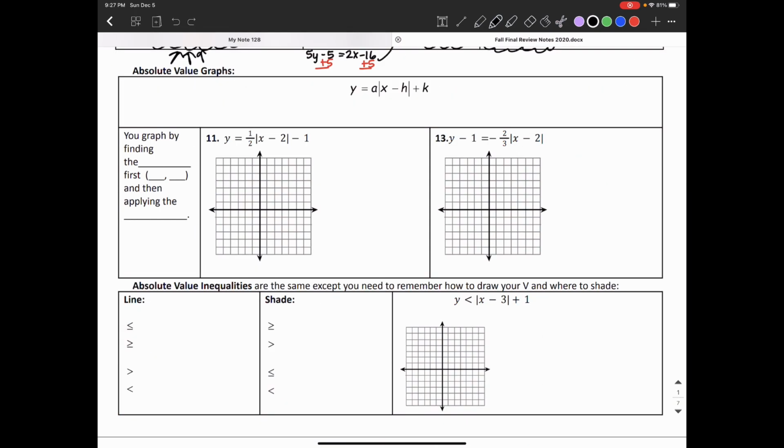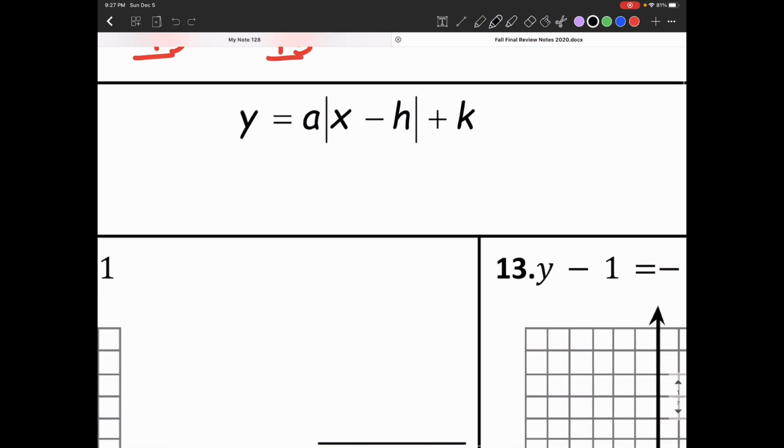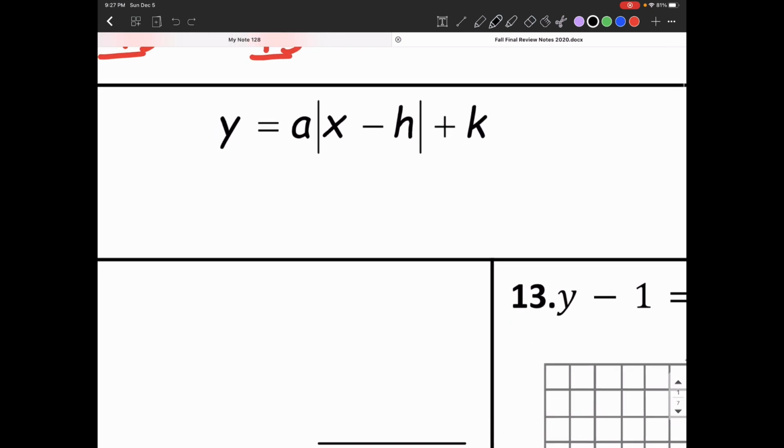The next thing I'm going to talk about is absolute value graphs. I'm going to start by talking about the absolute value equation with transformations, the transformations applied to the parent function. If I see a coefficient, this tells me what the slope is. It tells me the vertical stretch or the slope of my graph.